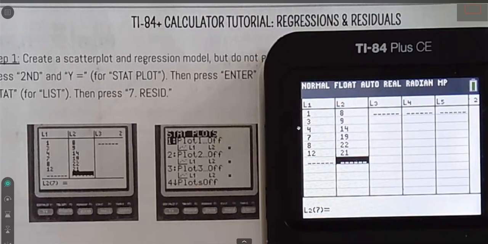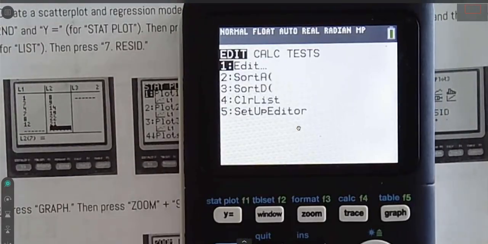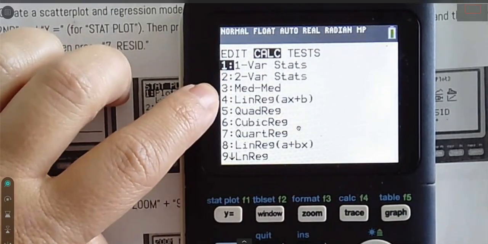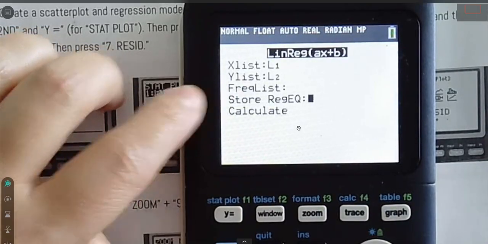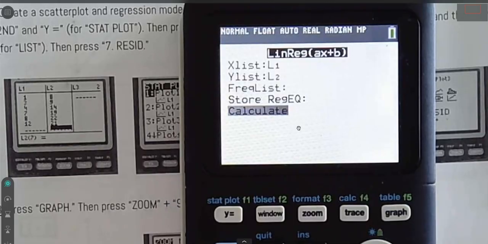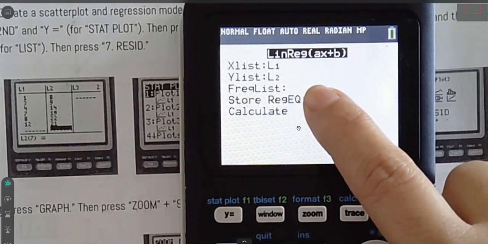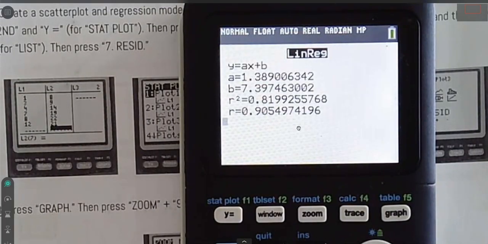Okay, so from here, what you want to do, go back to Stat, go to Calc, and calculate a linear regression model. That's number 4. You don't need to create an equation with y1. Ta-da!